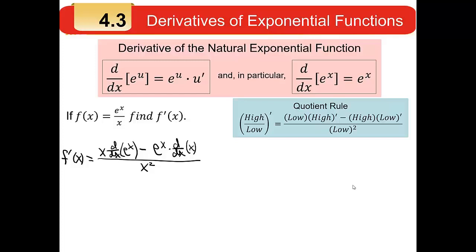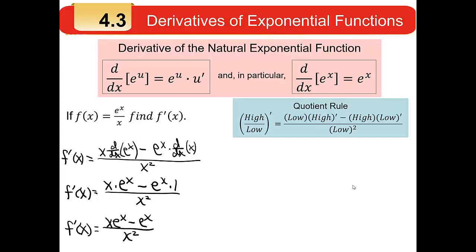Again, remember, the derivative of e to the x is just e to the x. You can see that formula on the right up top where I said the special case is if you get the derivative of e to the x, you just get e to the x because the derivative of x is 1. And of course, when you simplify all that a little bit, you'll end up with x e to the x minus e to the x all over x squared. So you have these exponentials, in this case, embedded in a quotient rule problem.